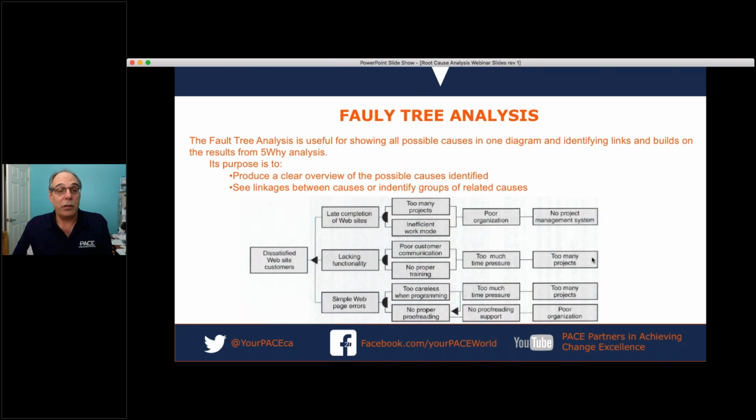And that's using the fault tree analysis. And this is a really good way of doing your 5 Whys. Again, it's very important you come up with a really good and well-defined problem statement.